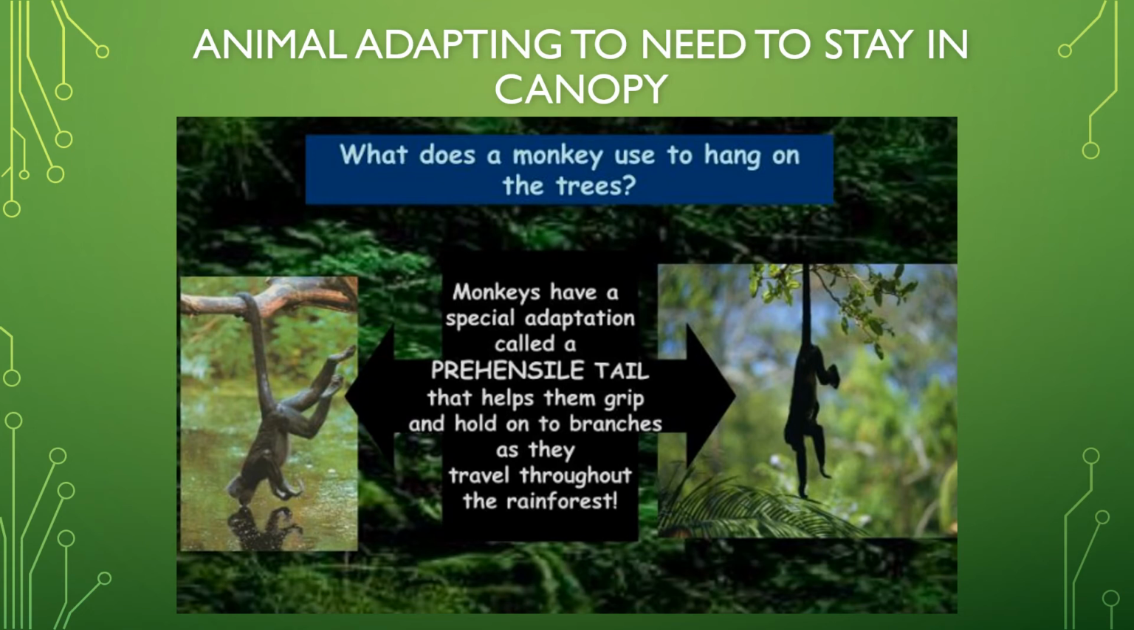But what this tail does means that they can jump from tree to tree, they can balance, they can get the food that they want, and it means that they can travel much more quickly through the rainforest. Okay, very simple idea. Try and remember prehensile if you can. It's not the end of the world if you can't, but try and remember that. And look at the one on the left hand side. You've got a really good picture there of how that tail is helping the monkey to balance and adapt.